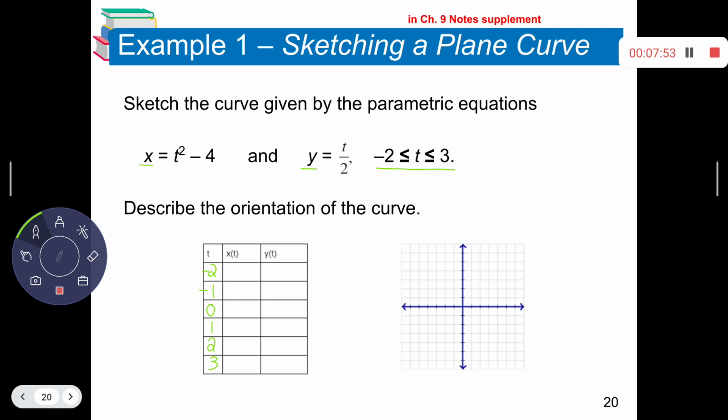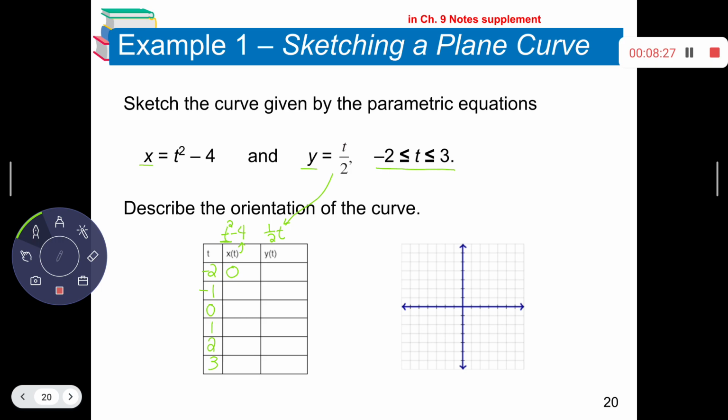This is going to tell us our x position, so this is t squared minus 4. And to find our y position, I'm going to write that as 1/2 t, or you could write it as t over 2. Doesn't really matter. If I substitute -2 into this function, I'm going to have -2 squared, which is 4. 4 minus 4 is 0. I like to do all the x's, and then all the y's, because then I'm working with one function at a time.